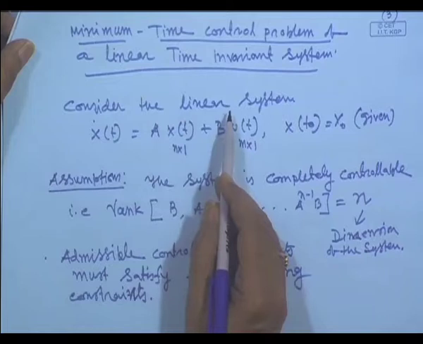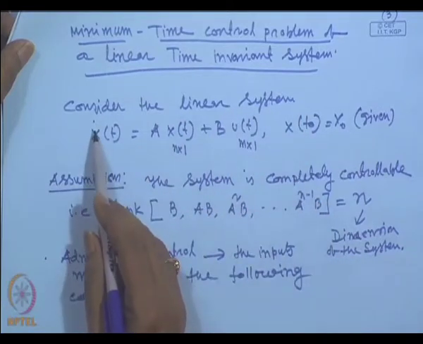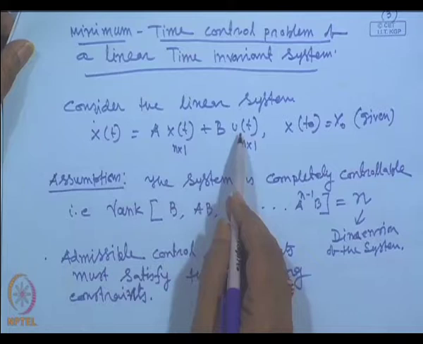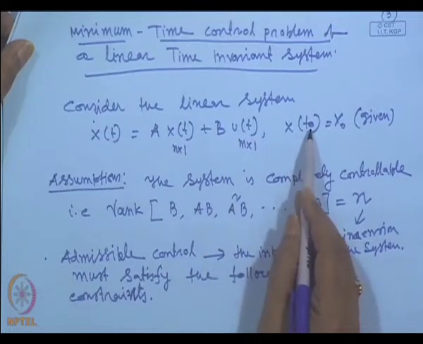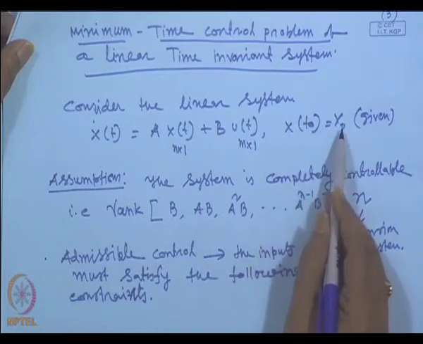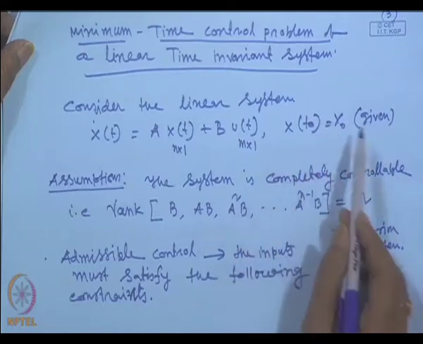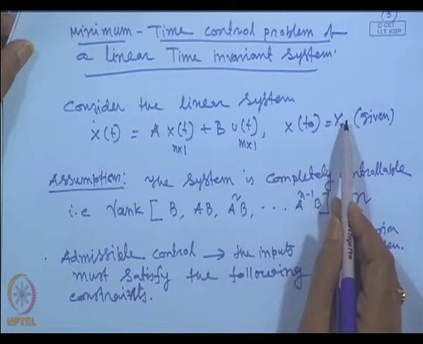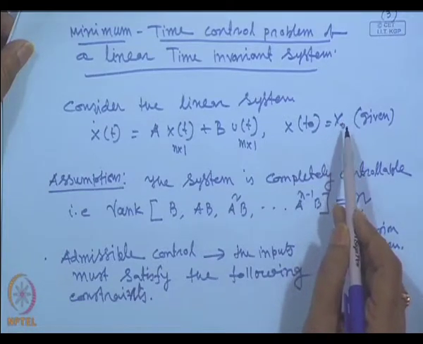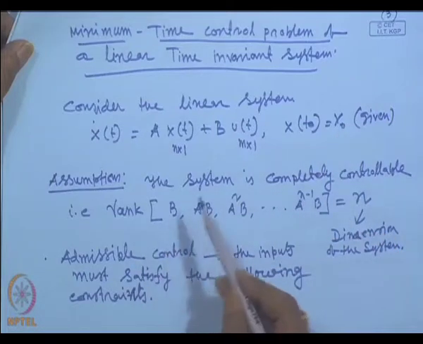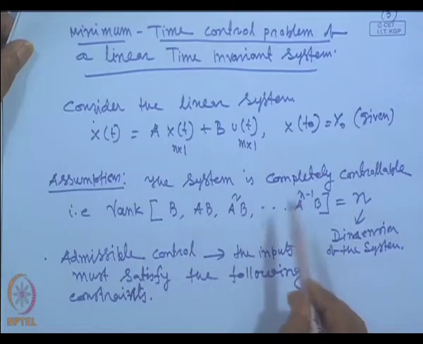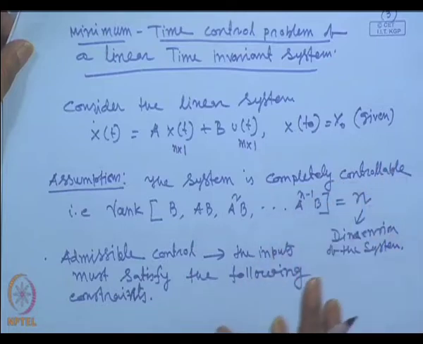So, let us call the linear dynamic system given by x dot is equal to A x plus B u. u is the control input, and x of t 0 at the initial time t 0, that is x of 0, is given. Our problem is to drive the state from the initial time t is equal to 0, where the state value is x 0, to a final state at t is equal to t f, where x f is given, in a minimum time. So, that is our problem.